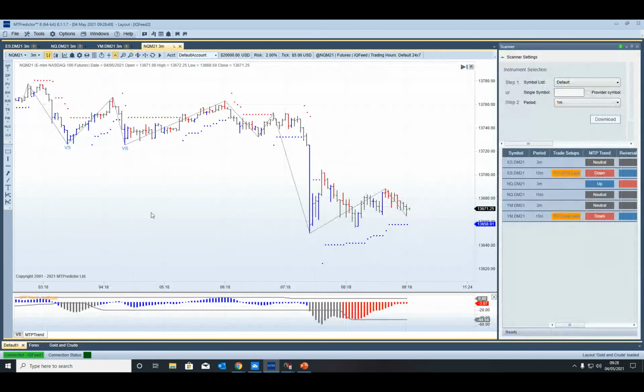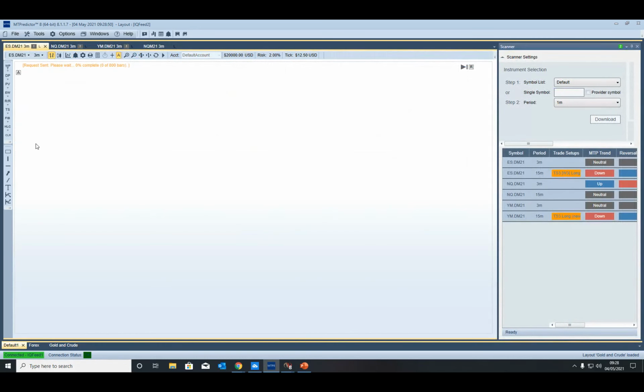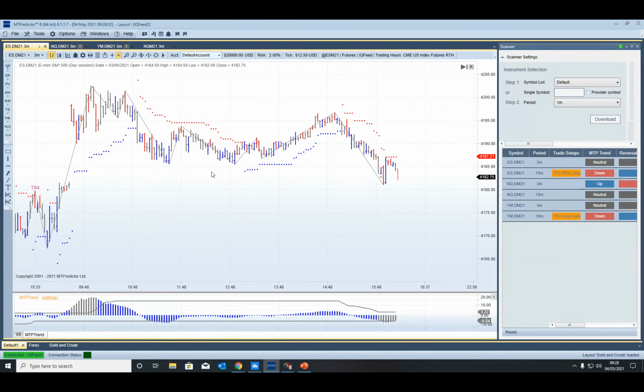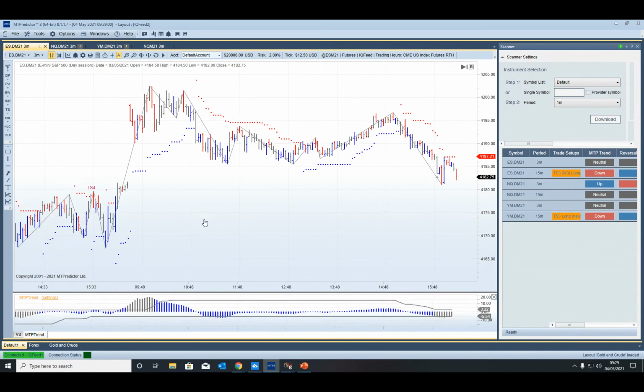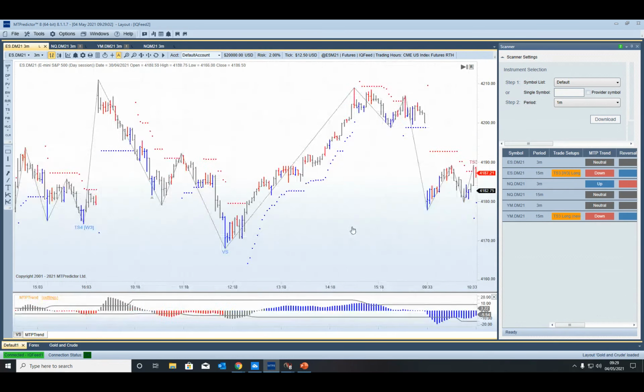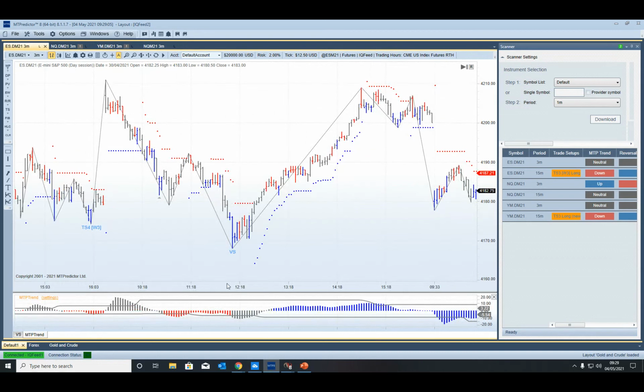Right, let's have a quick look at some other markets. ES has been very interesting. ES has been really choppy and sideways yesterday. I don't know about you, but I really don't like it when the market gaps up like this and just chops sideways all day. It's really horrible. But going back a couple of days to last Thursday, this was an absolute corker.